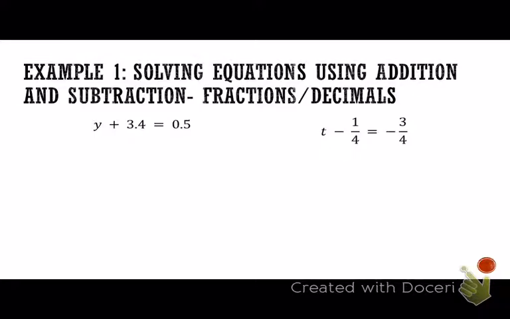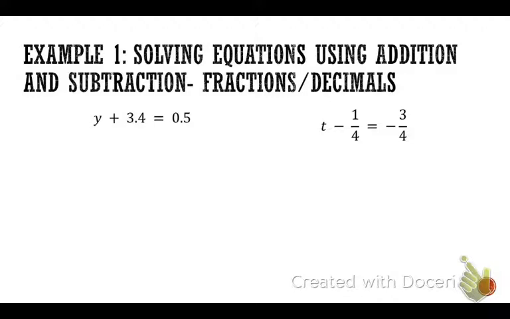So on the first one, I have to ask myself the same question that I was asking in the earlier examples. What operation is connected to my variable? Addition. So what would I need to do to get y by itself? Subtract 3.4, okay? So I minus 3.4 from both sides. Now, this is the part that if I had my calculator, it would be super easy.